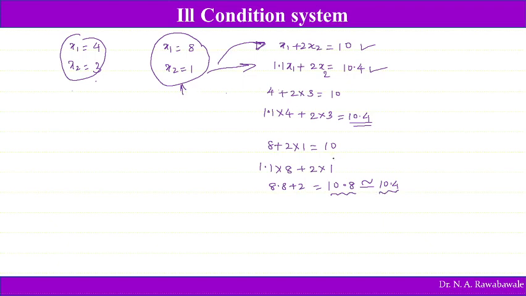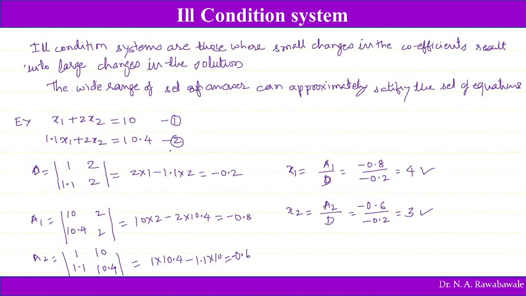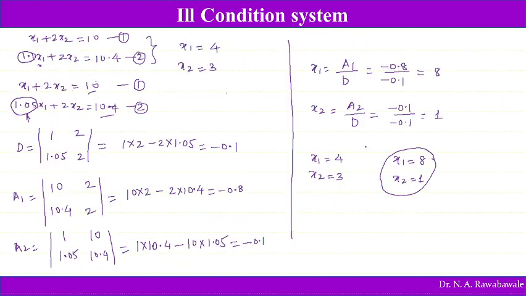That, as we told here at the initial stage, wide range of set of answers can approximately satisfy the set of equations. If there is a minor change made in this coefficient, then the set of answers can satisfy the equations. That is nothing but the slope of these two equations are going to be very close, and such a set of equations is known as the ill condition systems.